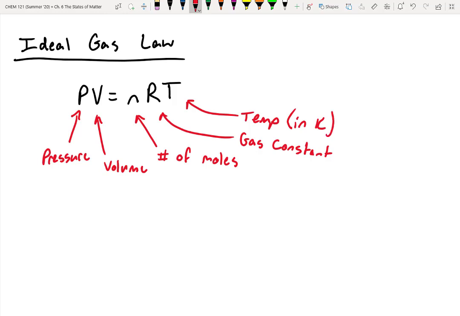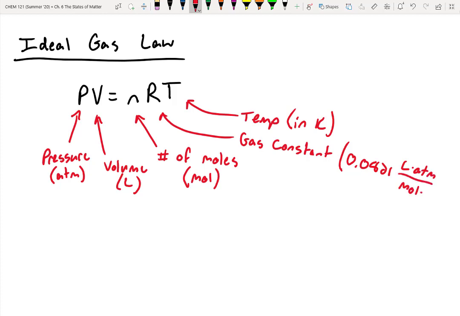And the gas constant that we're going to use in this course is going to be based off of using temperature in Kelvin, number of moles, volume in liters, and pressure in atm. So let's define a lot of the variables here. Pressure, we're going to use atm. Volume, we're going to use liters. Number of moles is just going to be moles. And then our gas constant, because of all these variables, is going to be 0.0821 liters times atmospheres over mole Kelvin.